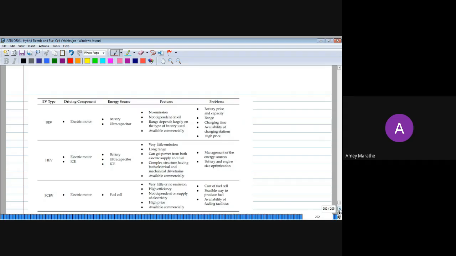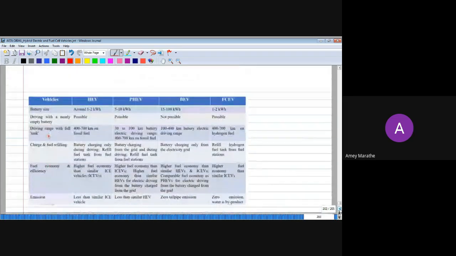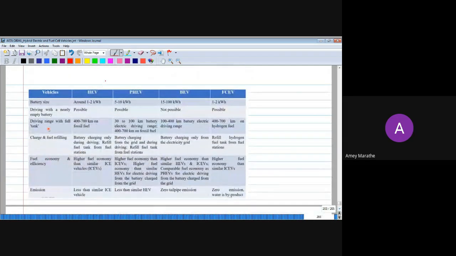Again, this is the same thing, so I'm not going into this. If you want to compare the hybrid electric vehicle with plug-in hybrid electric vehicle, a battery electric vehicle, and a fuel cell electric vehicle, you see the size of battery. In hybrid, the size of battery is around 1 to 2 kilowatt. In plug-in hybrid, it is 5 to 10. In battery, it is up to 100 kilowatt. In fuel cell, it is similar to a hybrid electric.